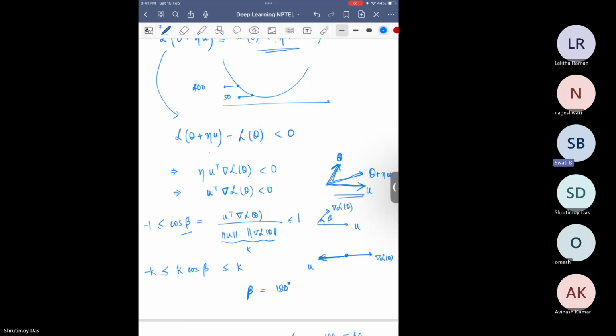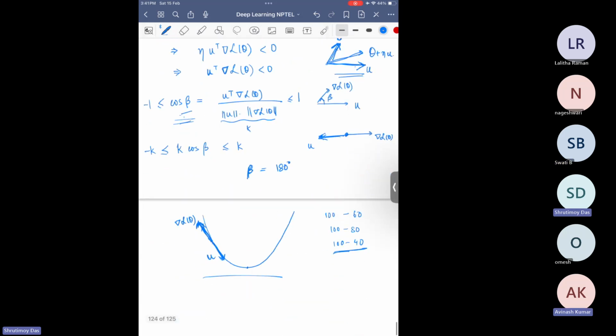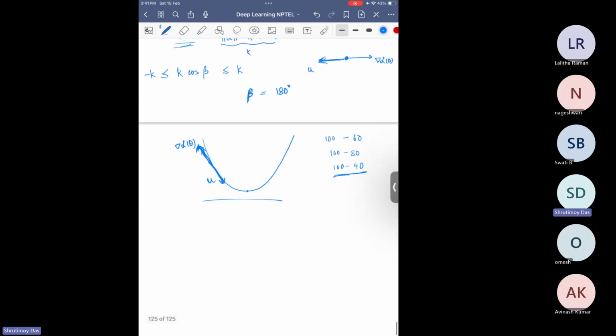Okay, and why do we always use this cos beta, why not sine or some other function? This is just for calculation. If you just derive it, you will get back the gradient descent update rule that you have.